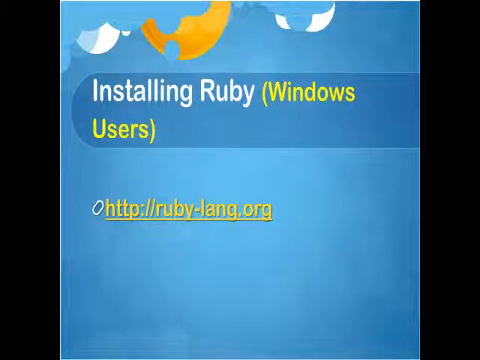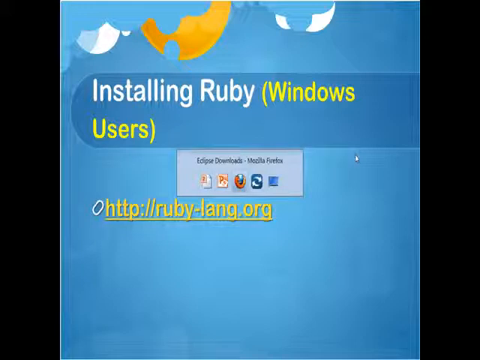Some operating systems, I should mention, come with Ruby installed, such as Linux and Mac. However, Windows doesn't come with Ruby. How can I test if Ruby is on your machine or not? We can do the following.